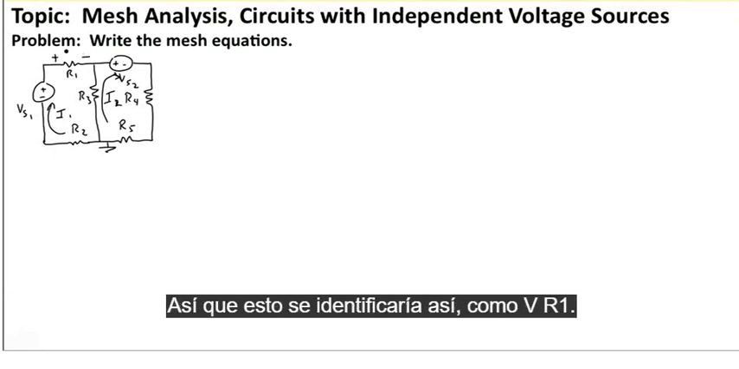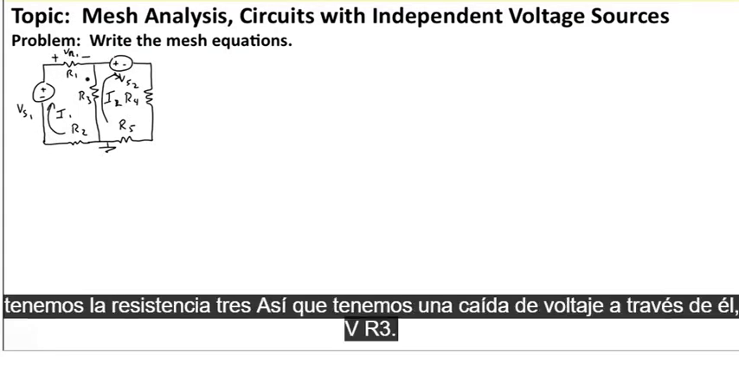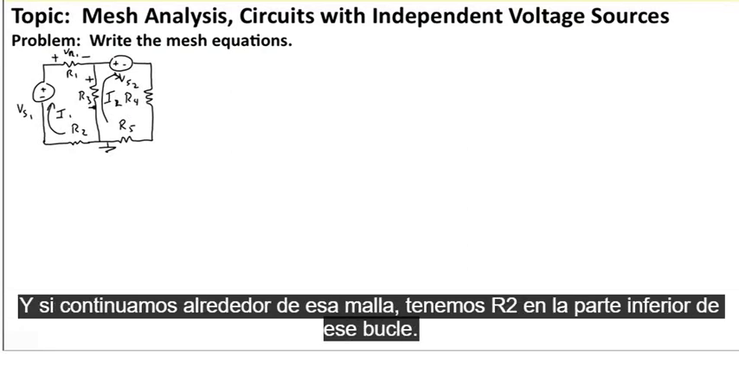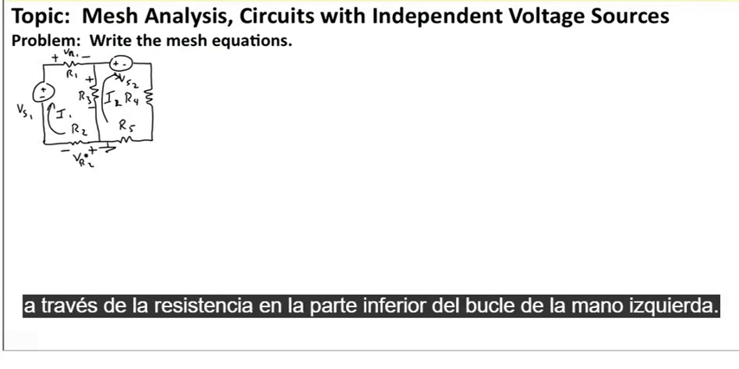So if we start with the leftmost loop, starting at the lower left-hand corner and traveling up through the 9 kilo resistor, we have a voltage drop of 9K times I2 minus I1, which flows through R1. So this would be VR1. Now we continue around the loop, past resistor 3, so the voltage drop across it is VR3. And then the 6 volts, and then the 12 volts.